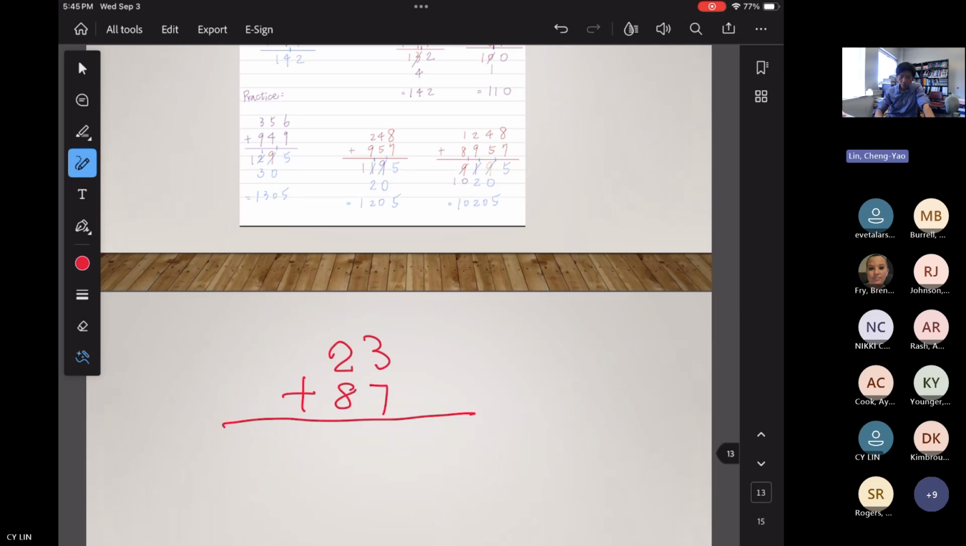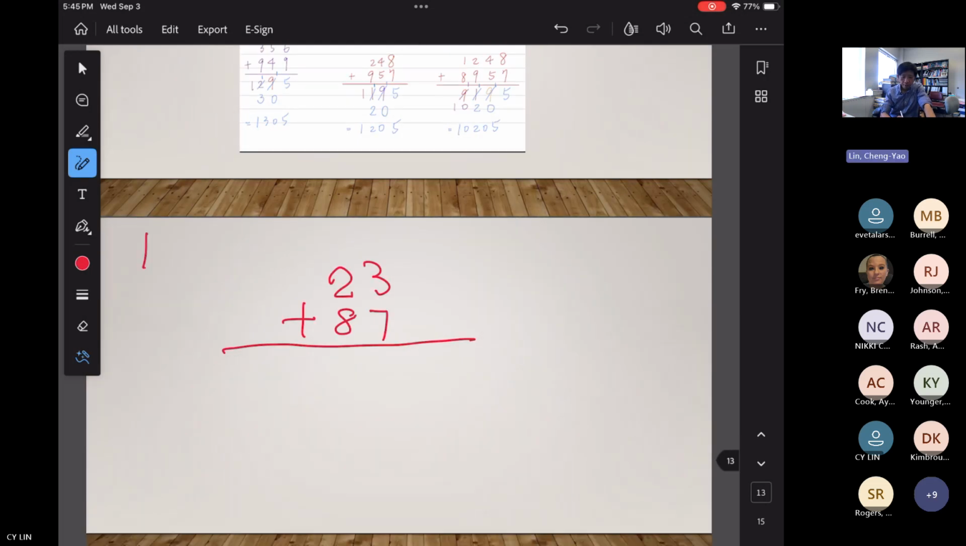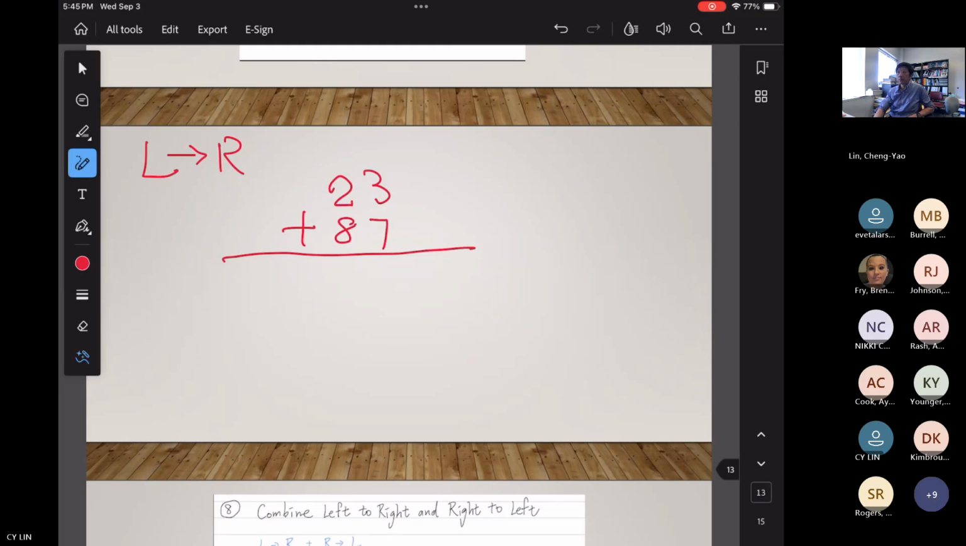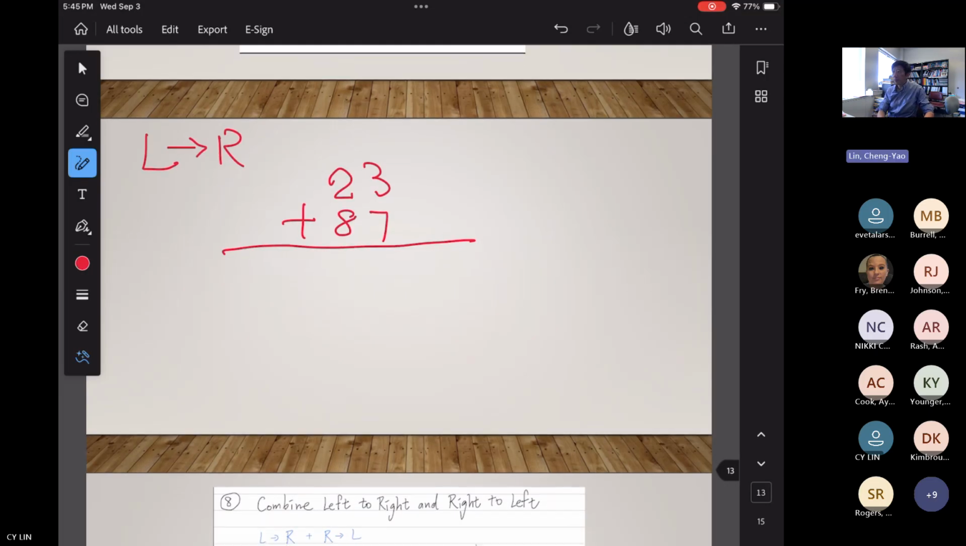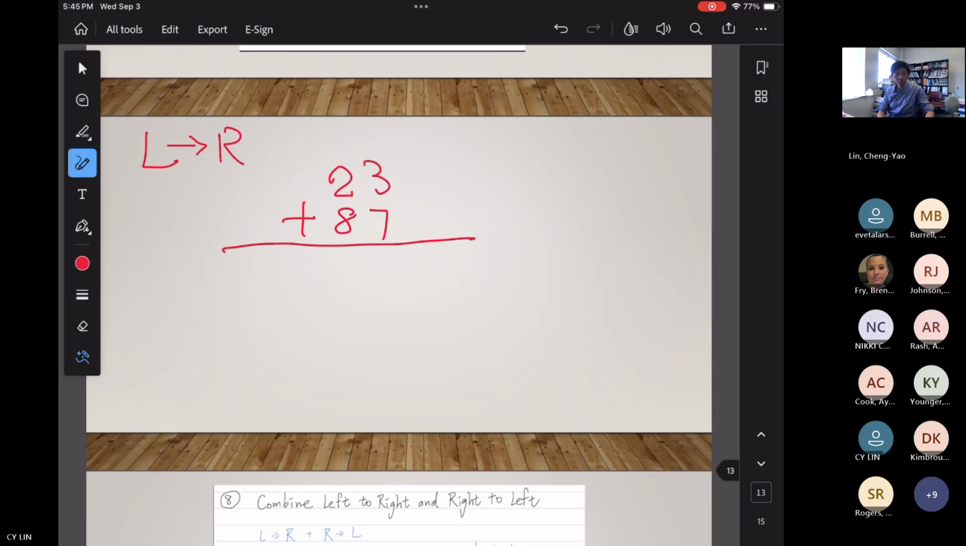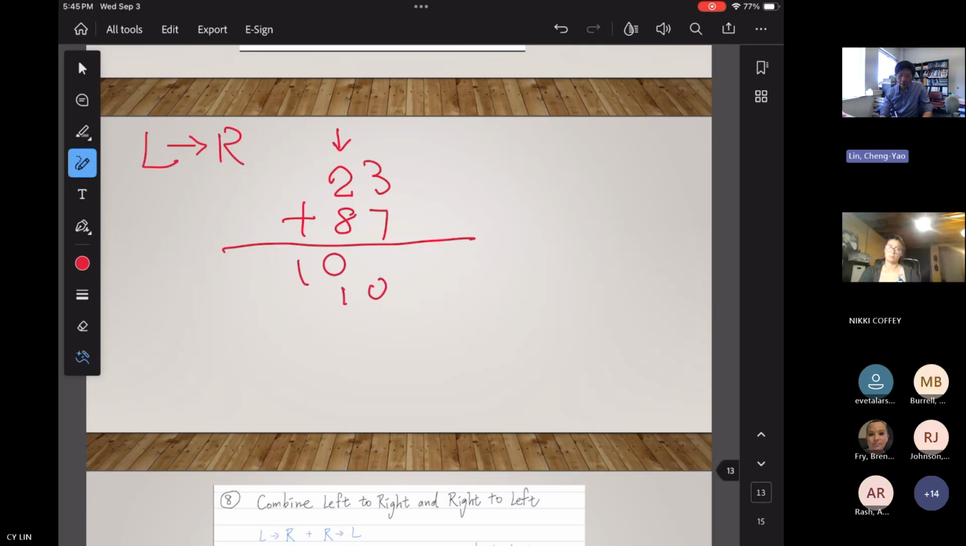Can you do left to right? I want to give you a minute to try it, okay? Does it work for you? Yes. So left to right, I'm gonna start from here. 2 plus 8 is a 10. 3 plus 7 is a 10. So the answer is 110.